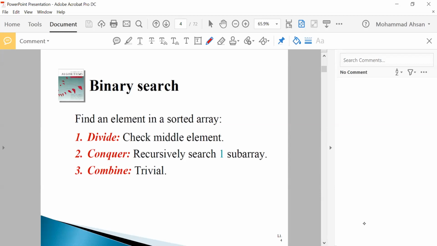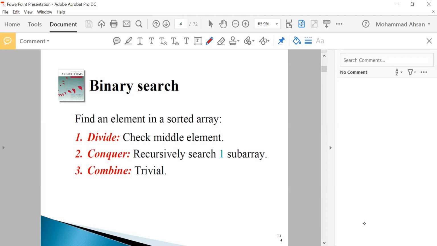So how do you divide in this case? You divide by finding the middle element and then comparing the element you are searching for with this middle element. Based on that, you decide which subproblem to solve. Now, in case of binary search, you solve only one subproblem. If the element is less than the middle element, you'll go to the left. You will not go to the right then. So that part is discarded.